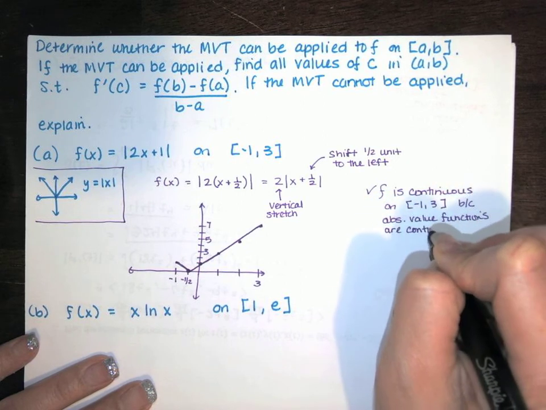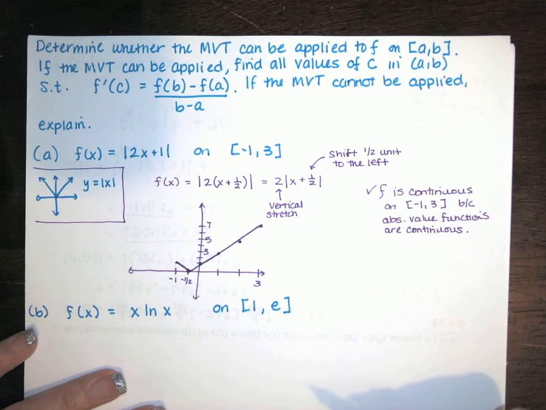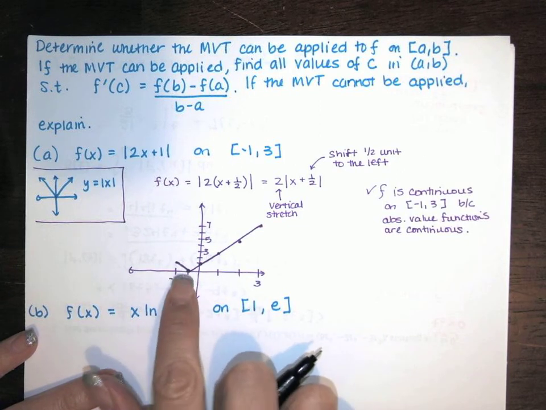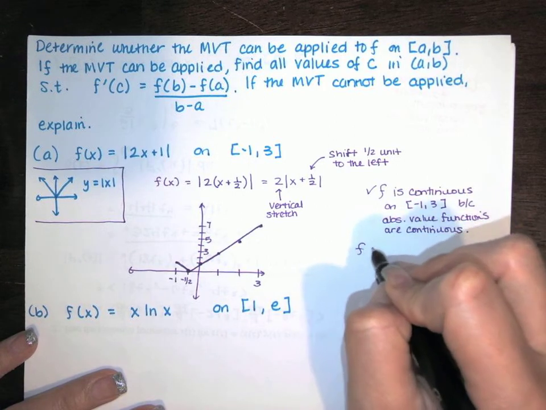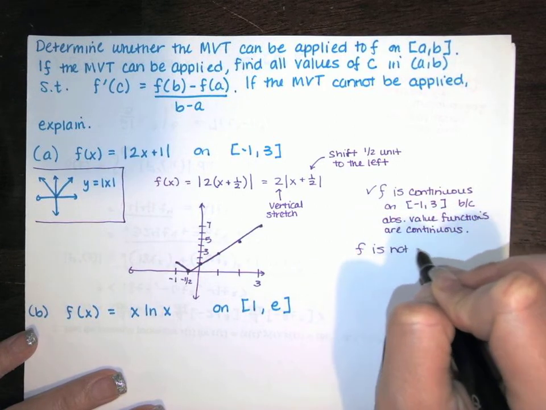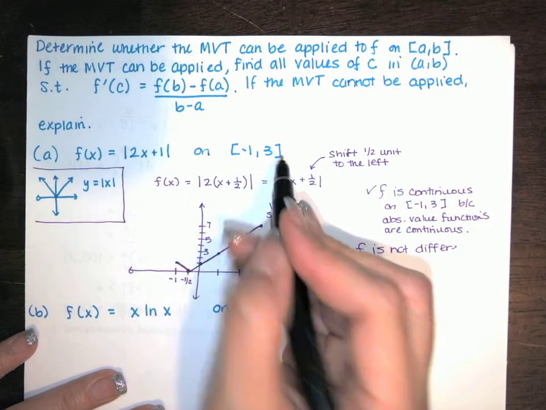This is just a transformation of a basic function from pre-calculus. Now the other thing we have to check for is differentiability. It's not differentiable. We have a sharp corner at x equals -1/2, and x equals -1/2 is in that interval.